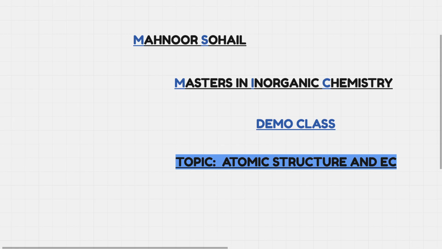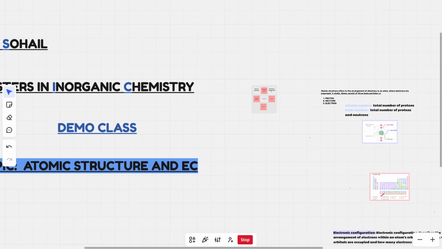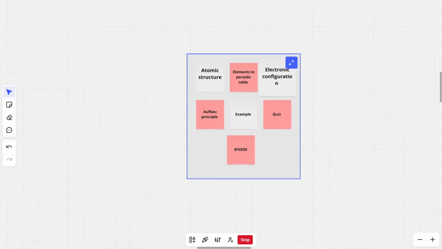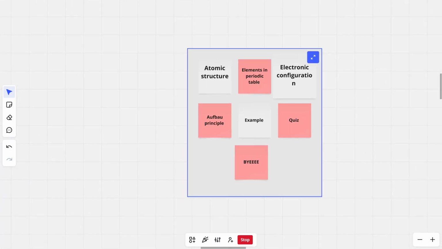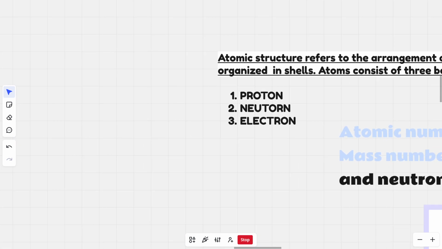Today, we'll be studying atomic structure and electronic configuration. Before going to the topic, let's go through the basic components which we will discuss in class today, that is atomic structure, elements in the periodic table, electronic configuration, Aufbau principle, examples and some quiz, right? Moving on to the basics of atomic structure.